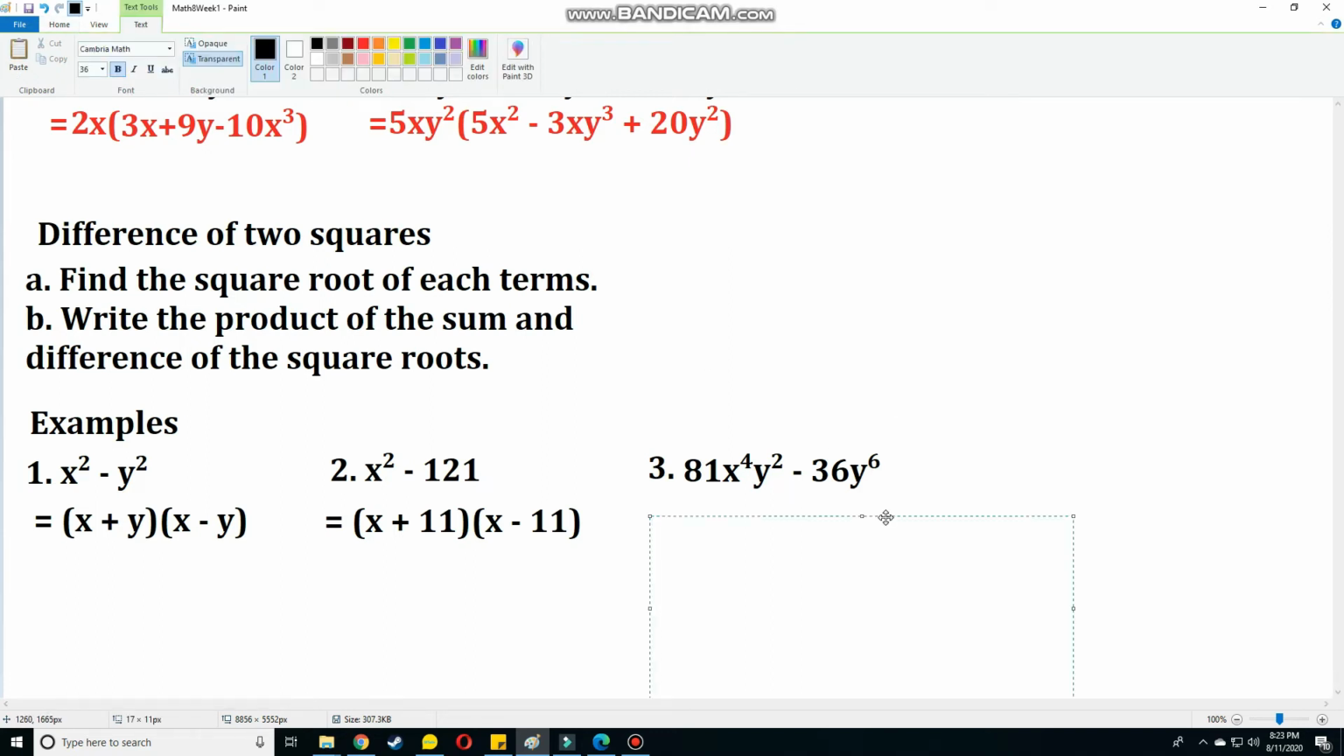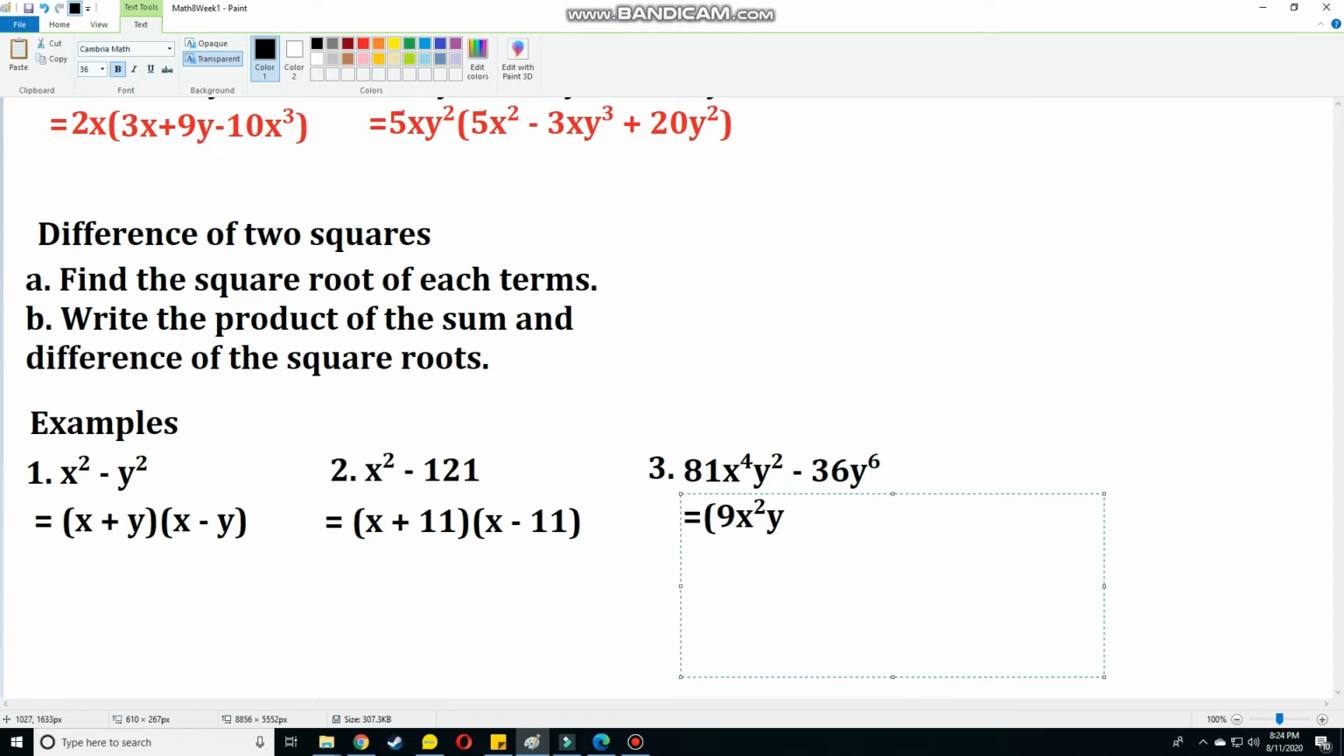Okay, now let's continue. So let's answer the first questions. What is the square root of 81? That is 9. How about x to the 4th? What's the square root of x to the 4th? That is x squared. And how about y squared? What's the square root of y squared? That would be y.